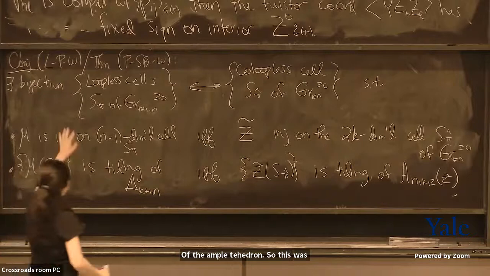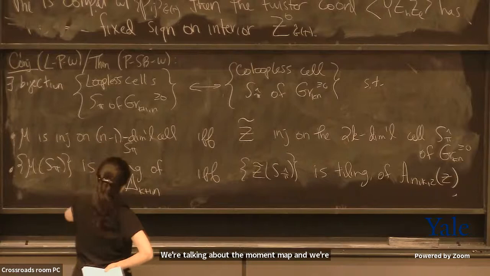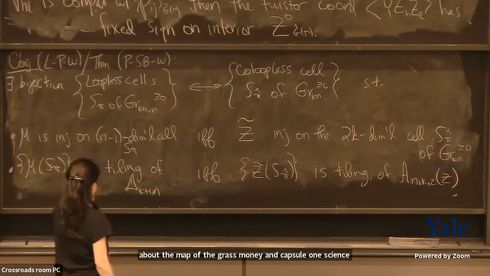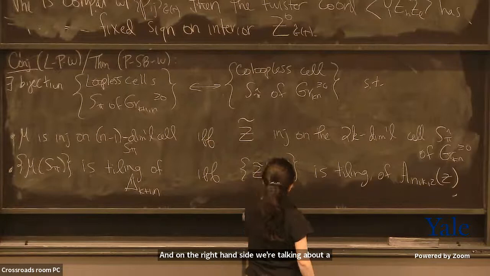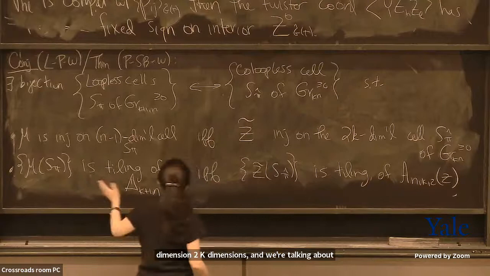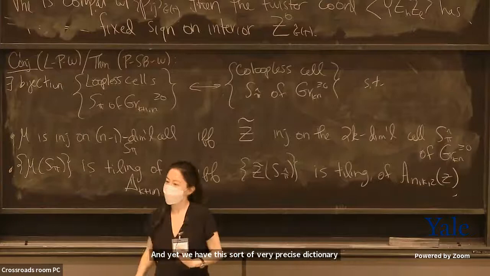On the left-hand side of the picture, we're talking about the moment map, the map of the Grassmannian of k plus one planes in N space into a polytope, the hypersimplex. So this is all an N minus one dimensional picture having to do with polytopes. And on the right-hand side, we're talking about a different Grassmannian, k planes in N space, in a different dimension, 2k dimensions, and the amplituhedron, which is not a polytope. And yet we have this very precise dictionary between the two sides. I know I'm already a little over time, so I'll just stop there.